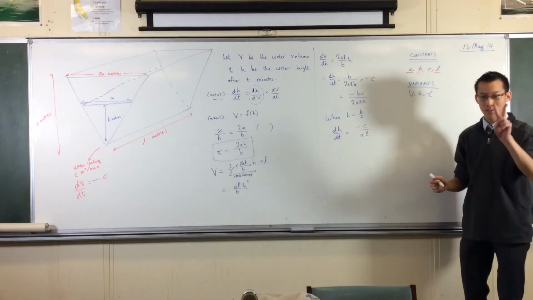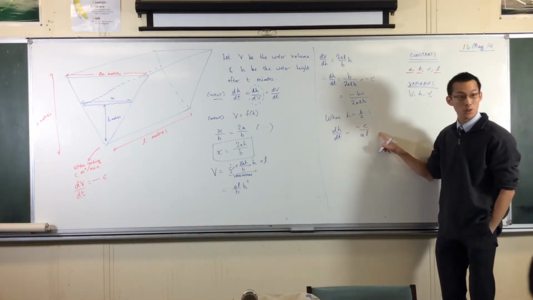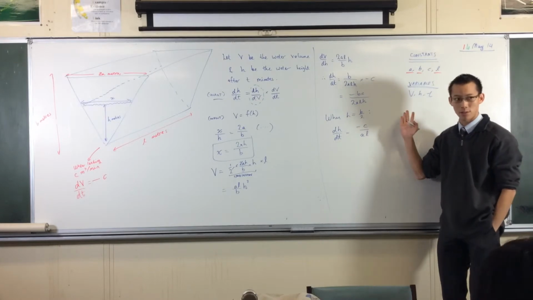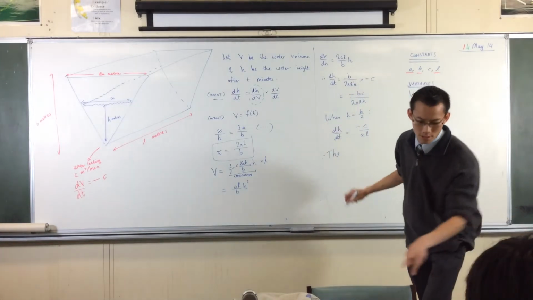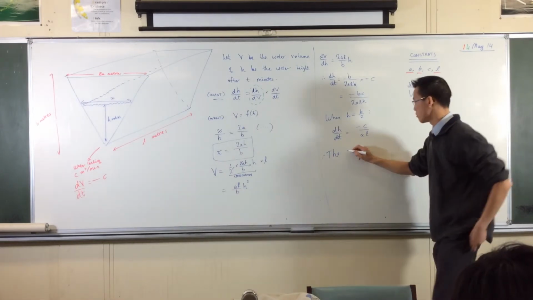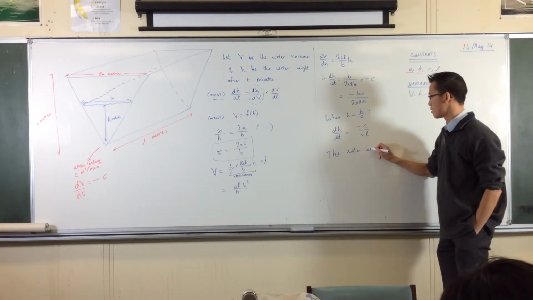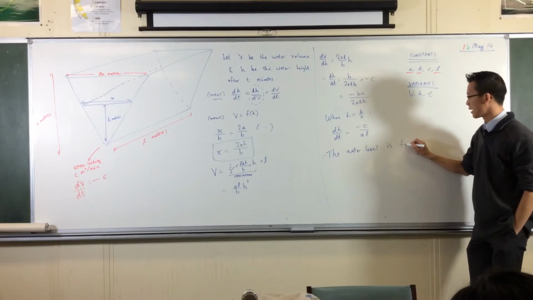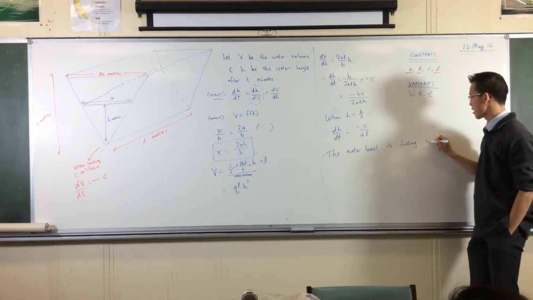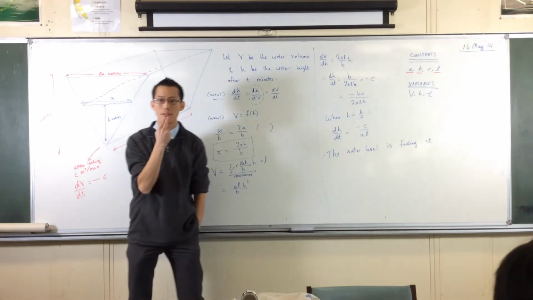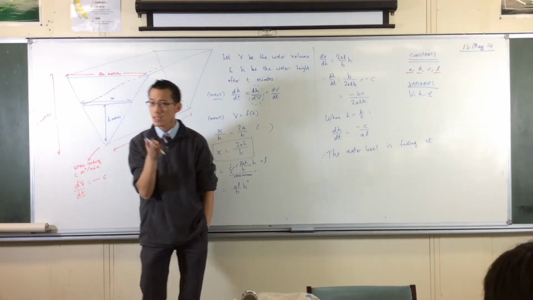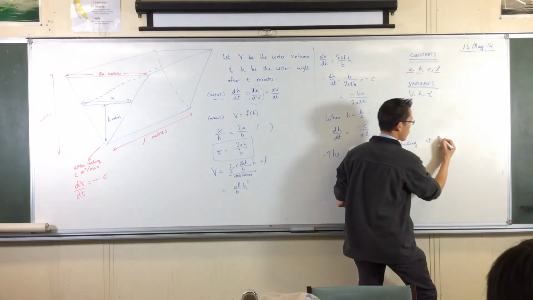Now that's two things I've got to notice. Number one, I've got units, which I've left off because derivatives don't have units on them. So I should say, therefore, the water level is falling at, now the first thing I said was units, but the second thing that I have to account for is, well, is the water level falling at this rate?